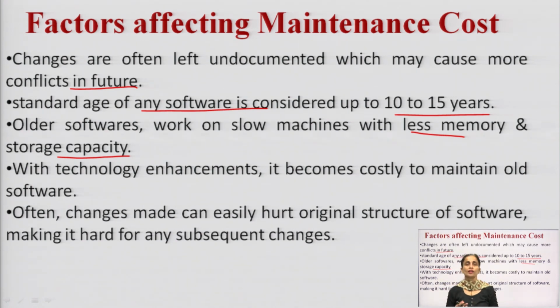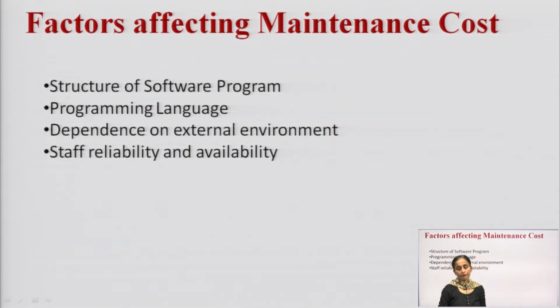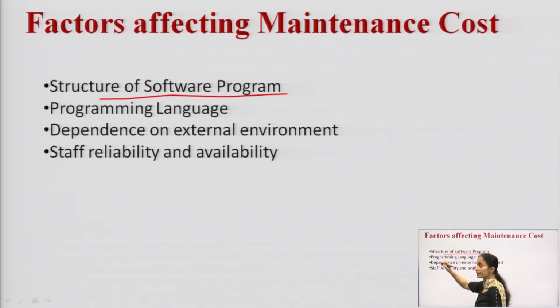So, either our old software should have the capability to tune up with these new changes, or we should directly switch over to the new software. Then often changes are not easily made using the original structure of the software, and it becomes very hard to find these subsequent changes. Then, factors affecting the maintenance cost in terms of software: the structure of the software program may need to be completely changed, which again increases the software maintenance cost.